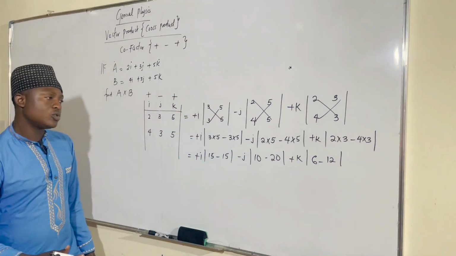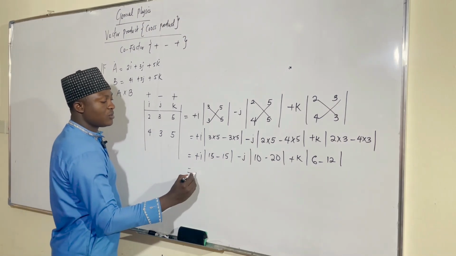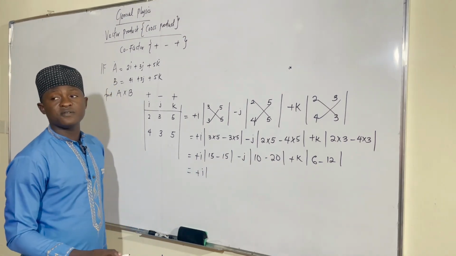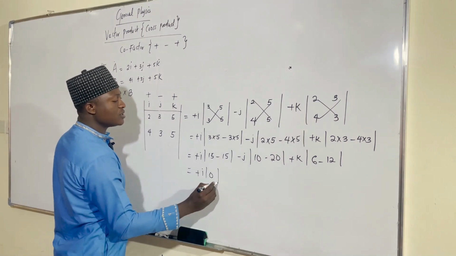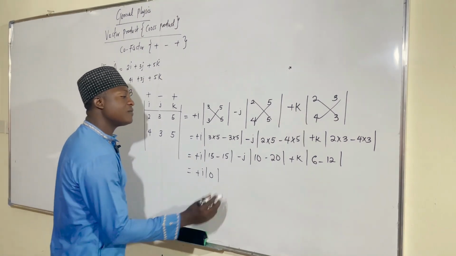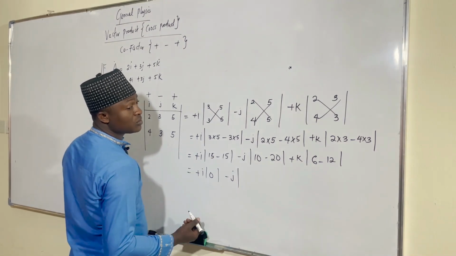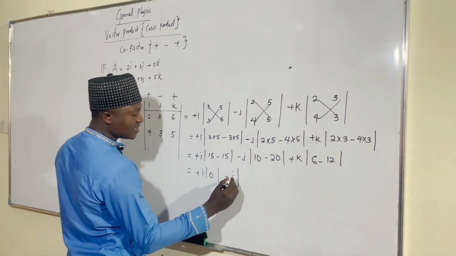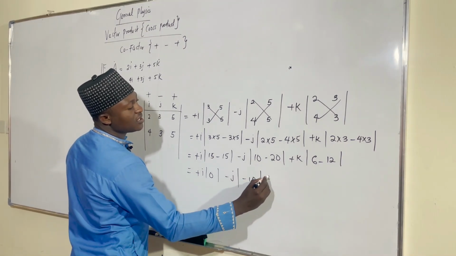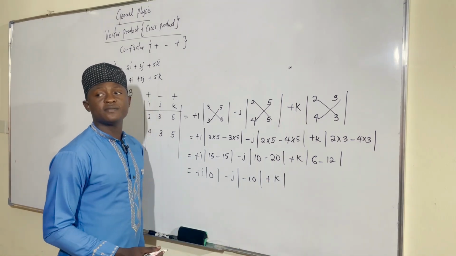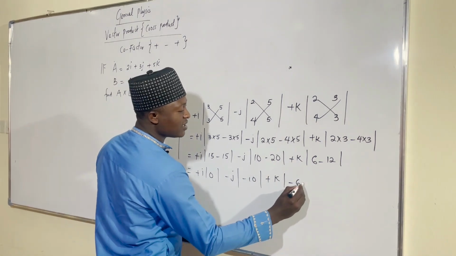So now we want to open the bracket. So here we have plus I. Now 15 minus 15 definitely is going to be 0, right? Now fine. So minus J, 10 minus 20. What are we going to have there? Yeah, so that is minus 10. Then plus K. 6 minus 12. What are we going to have there? Yeah, good. This is minus 6.